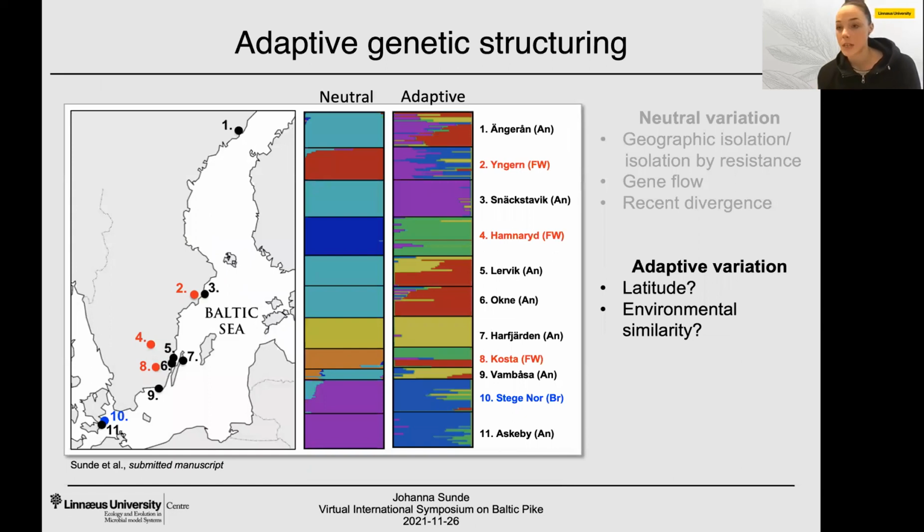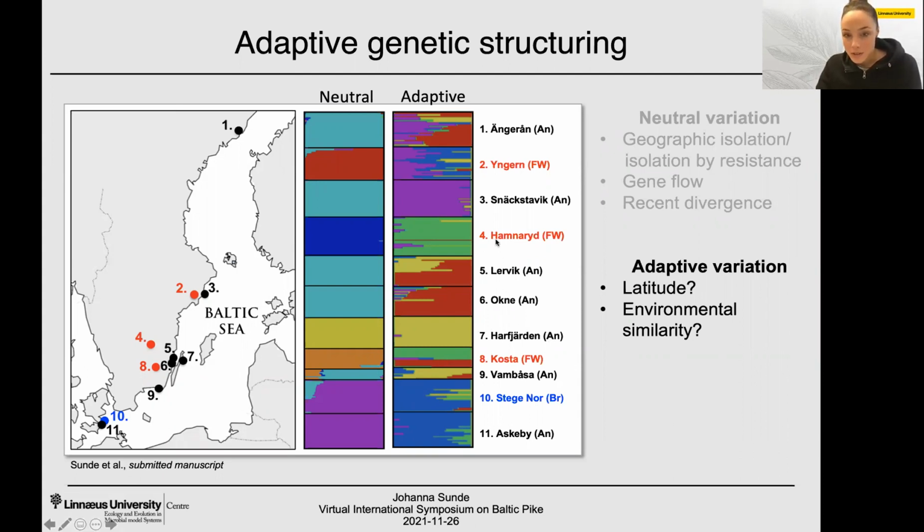And then if we quickly just mention the adaptive genetic structuring. The first thing that I think is really apparent is that there is not as clear a structuring as in the neutral variation. And we could see some kind of potential association with latitude. There seems like there might be something there.